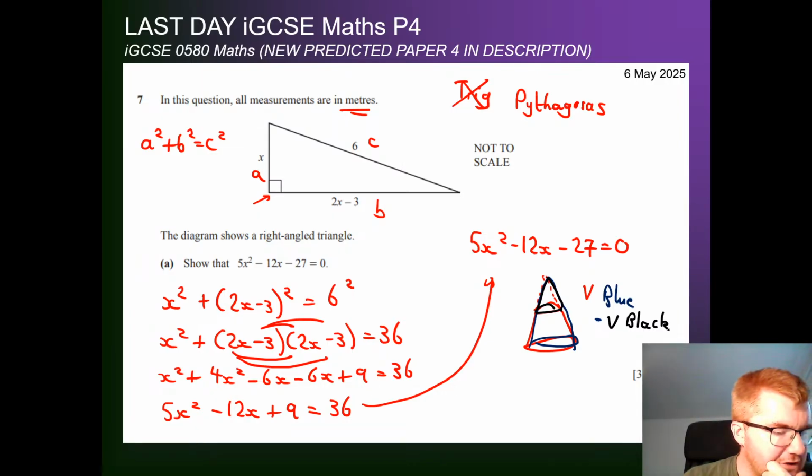Is domain and range in the syllabus? Yes, I did a video on domain and range. Type in domain and range Ginger, and you'll find it.